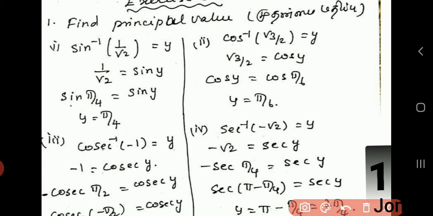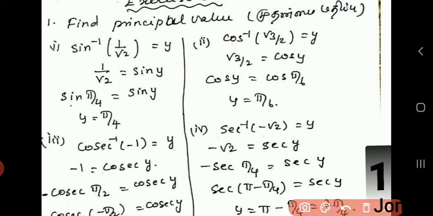The next problem, cosecant inverse of minus 1 equal to y. Even here I want to take this cosecant inverse to the other side, to the right hand side. It will become cosecant y. So minus 1 equal to cosecant y. Keep the minus as it is here. The value 1 in the trigonometrical table is cosecant pi by 2. So this minus cosecant pi by 2 can be written as cosecant of minus pi by 2, which is equal to y, so y equal to minus pi by 2. Here the answer for this one is y equal to minus pi by 2.